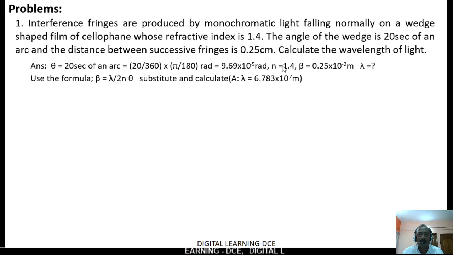The refractive index of the medium, cellophane, is 1.4. The fringe width is given as 0.25 times 10 raised to minus 2 meter. Then find out the wavelength of light used. Here we can use the formula: fringe width beta equals lambda by 2n theta. On further substitution and calculation, we get the wavelength 6.783 times 10 raised to minus 7 meter.